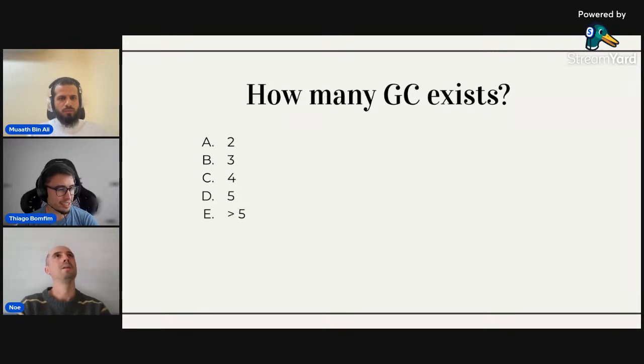5D? I think it's more than five. Or more than E? 5, yeah. More than five. Yes, so E, yes. Last one. E. Okay, so you are correct. We have more than 5.